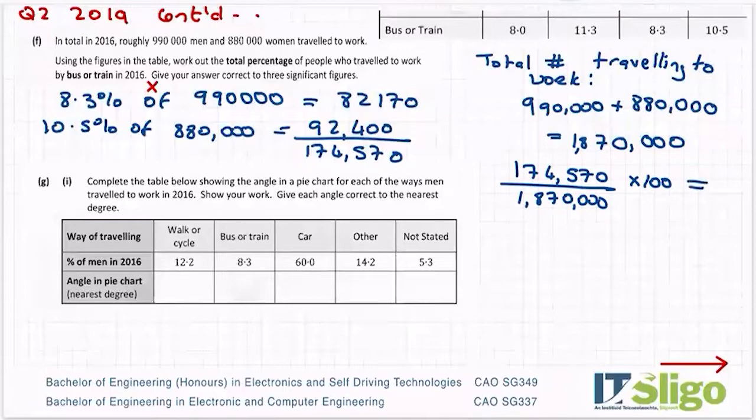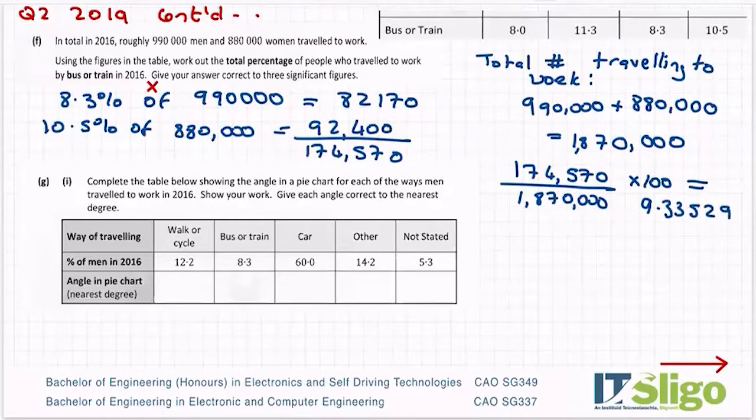Okay, let me put that into the calculator. 174,570 over 1,870,000 and multiply that by 100 to convert to a percentage. And I'm getting 9.33529. We'll call it that one.